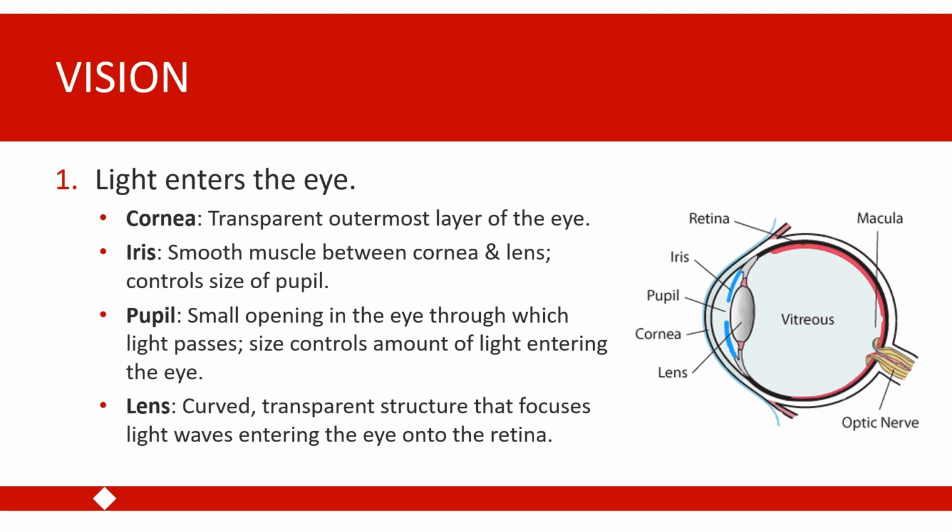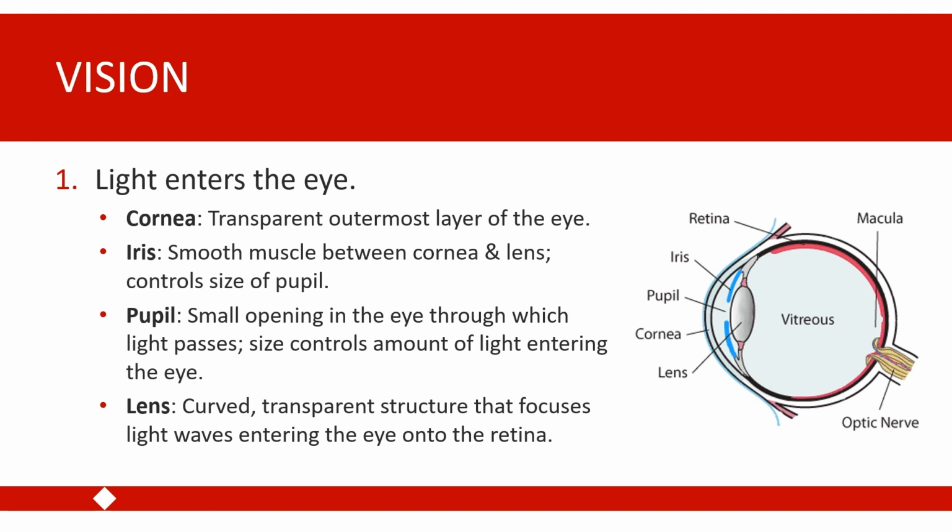The cornea is the transparent outermost layer of the eye. One of its primary functions is to protect the eye. The cornea also starts to focus light waves on the back of the eye onto the retina. The iris is an important structure in the eye. The iris is connected to smooth muscles. It's located between the cornea and the lens. The iris is the colored portion of the eye.